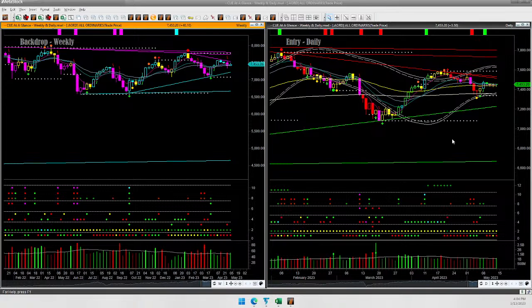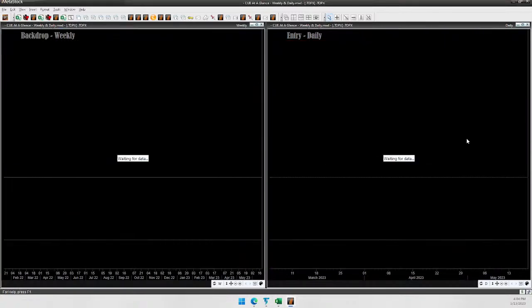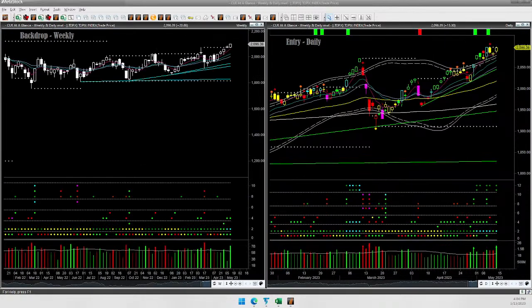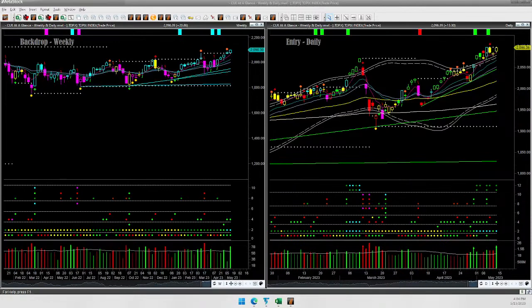Australia's all ordinary: inside a range, right in the middle of the range, sideways market and no preferred trading direction. Japan's Topix index: bullish in weekly, bullish in daily, above upper boundary, uptrending but extended, would not like to buy.